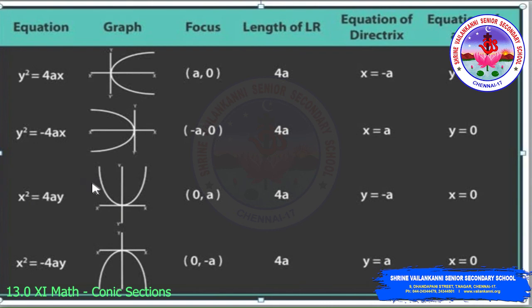Then x square equal to 4ay is the parabola opening upwards, and x square equal to minus 4ay is the parabola opening downwards. Here 0 comma a is the focus, and here 0 comma minus a. The length of the latus rectum is 4a. Here y equal to minus a and y equal to a are the directrices for the parabolas opening upwards and downwards. So the equation of the axis for both is x equal to 0.